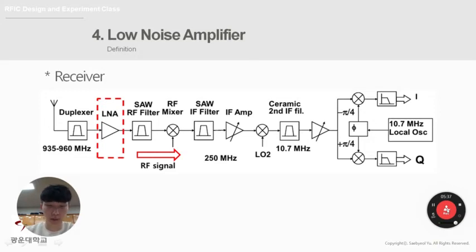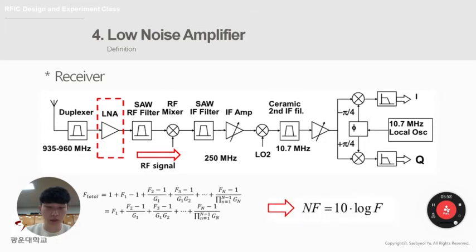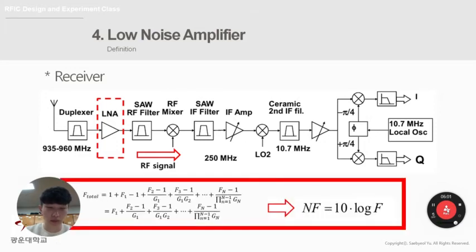LNA amplifies the weak RF signal transmitted from the TX. LNA is normally placed at the first stage of the RF receiver because it promotes the low noise performance of the receiver. Input 50 ohm matching is also important due to matching with the antenna or RF filter. Noise is usually expressed as noise figure in dB. The noise of the system is determined by the noise and gain of each block, and it can be seen that the first block has the greatest effect.